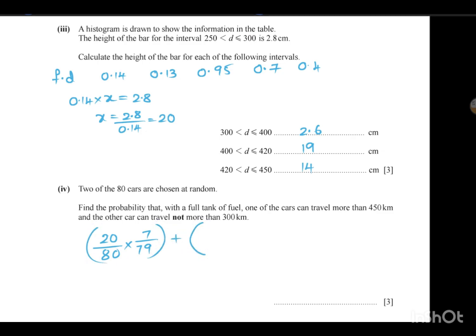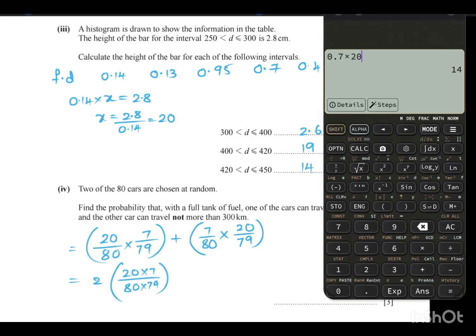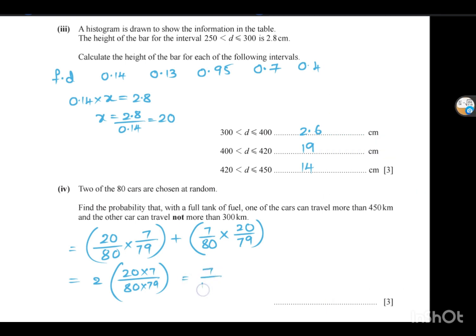Then it can also be that the first car is not more than 300 and the next car is more than 450 kilometers. So you can just take 2 into 20 into 7 by 80 into 79, and you will get the answer. 2 into 20 into 7 by 80 into 79 is 7 by 158. This is the probability. That's it.